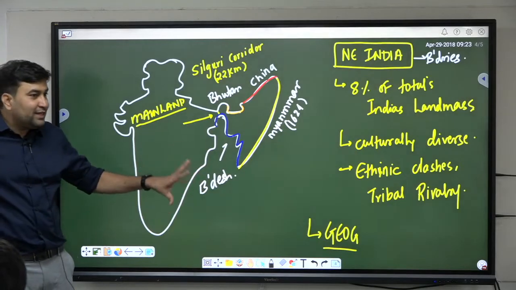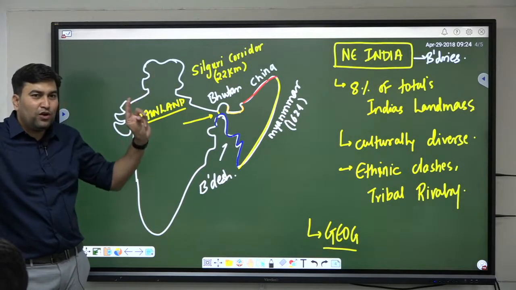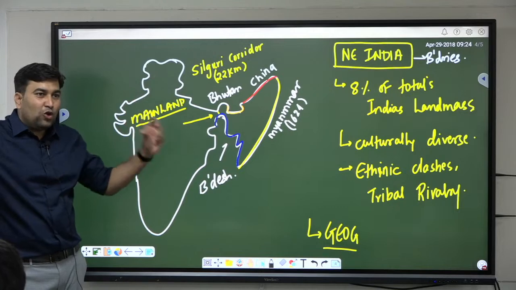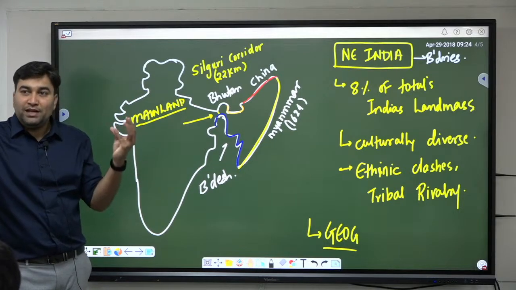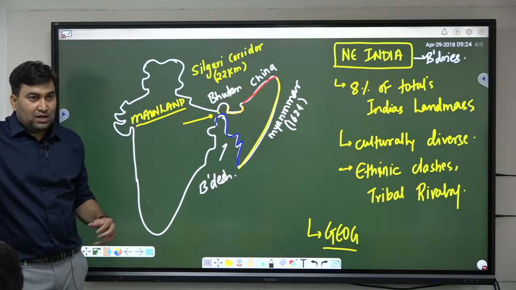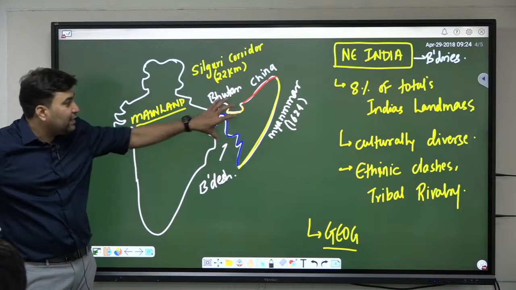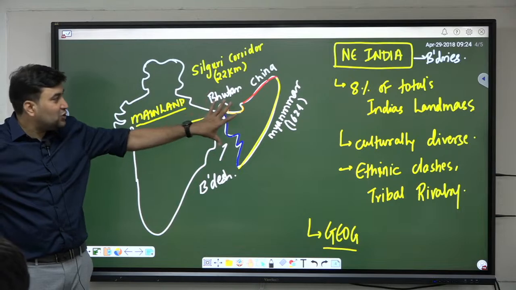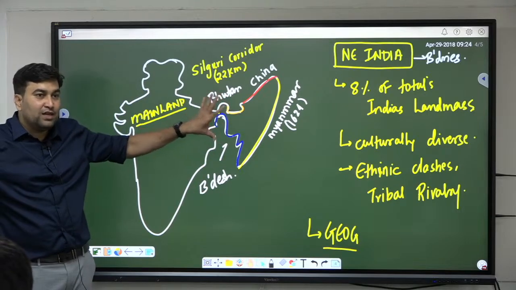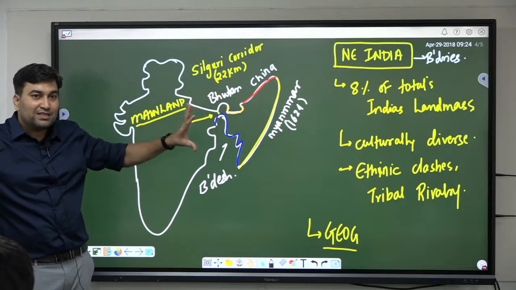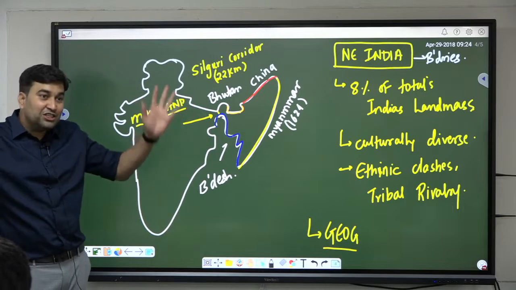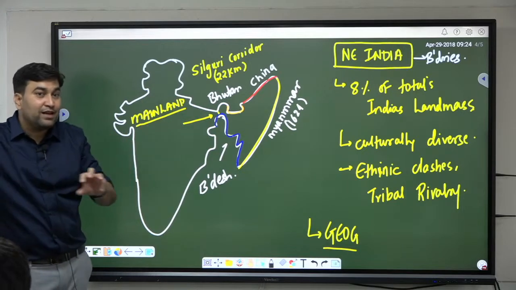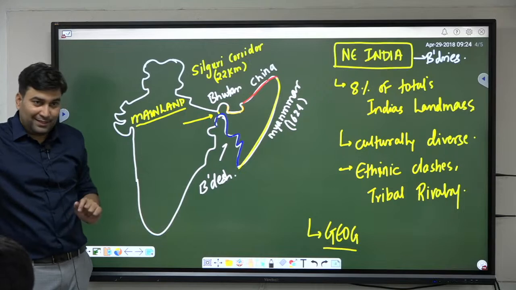So Northeast India is connected to mainland India just by a small corridor that we call a chicken neck. And Northeast India essentially has a dominant tribal population, and it comprises 8% of the total landmass of the country. Getting the idea? And the people living here are very culturally diverse and are tribal. And since ancient times, there is ethnic and tribal rivalry among the different communities present in Northeast India.